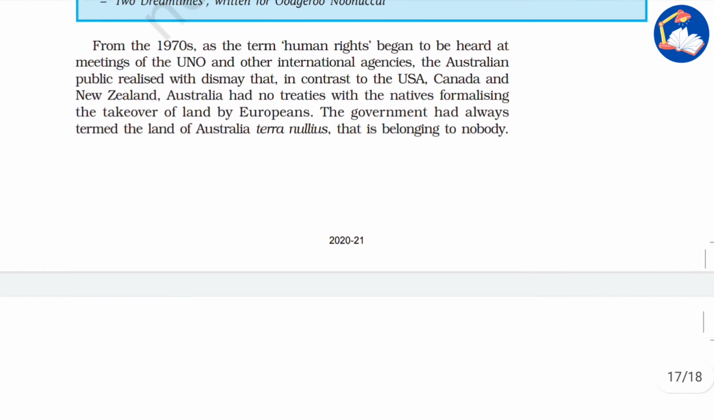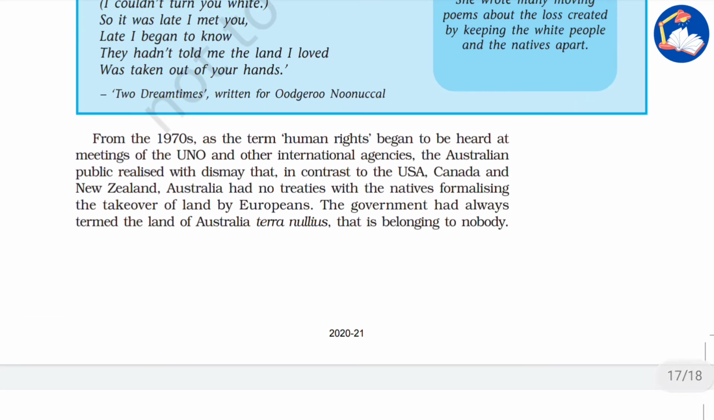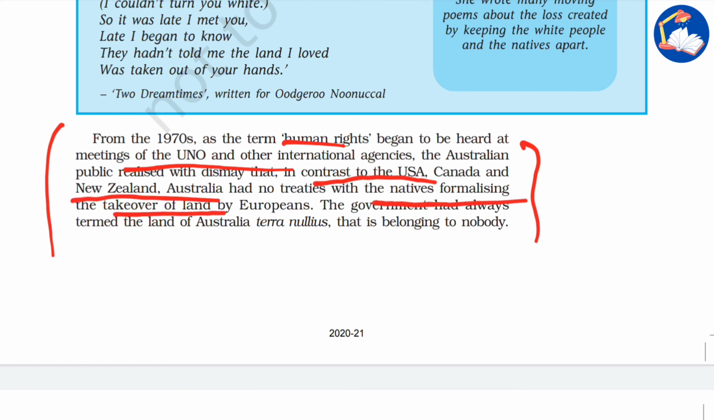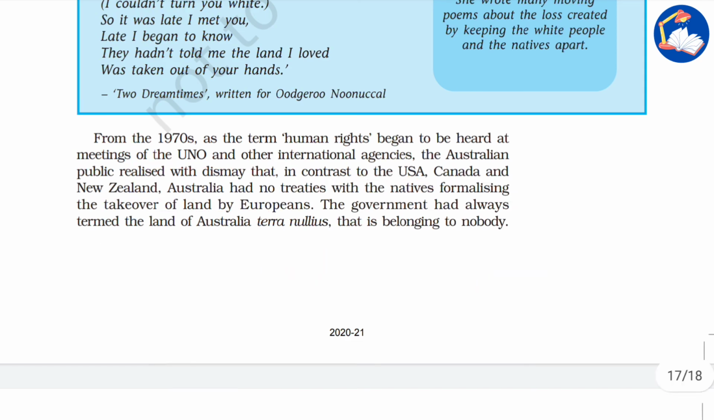From the 1970s, the term human rights began to be heard at meetings of the UNO and other international organizations. The Australian public realized with dismay that, in contrast to the USA, Canada, and New Zealand, Australia had no treaties with the natives formalizing a takeover of land by Europeans. The government had always termed the land of Australia terra nullius, that is, belonging to nobody.